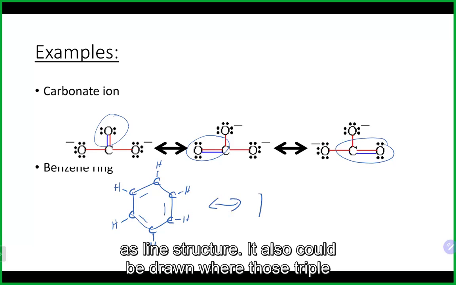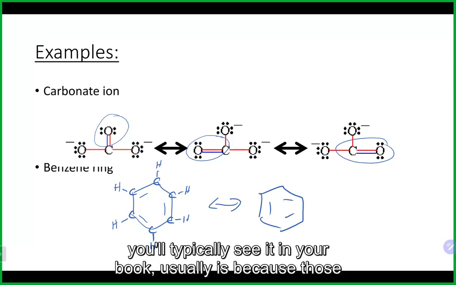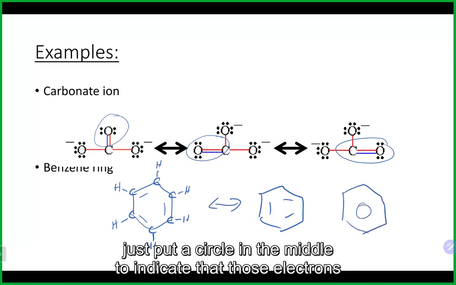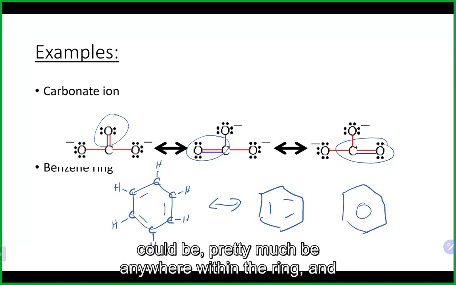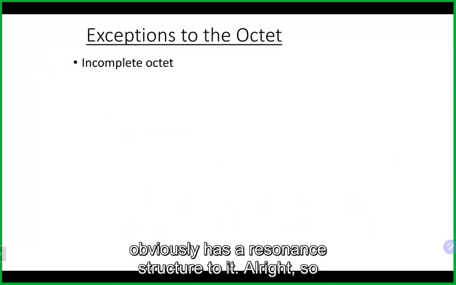It also could be drawn where those double bonds are basically moved to the opposite location. Probably how you'll typically see it in your book is, because those electrons are delocalized and moving around, they'll sometimes just put a circle in the middle to indicate that those electrons could pretty much be anywhere within the ring. So that is the benzene ring, which obviously has a resonance structure to it.